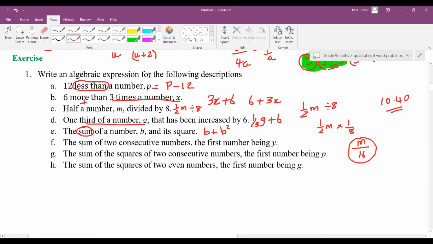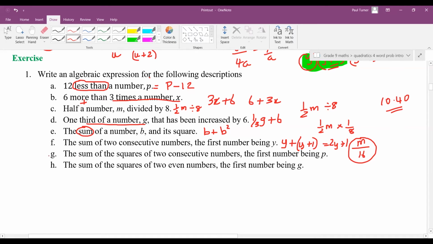So question F, the sum of 2 consecutive numbers, the first number being Y. So the first number is Y. What's the next number? Y plus 1. Okay, it's the next number, which will give you 2Y plus 1 there. So if the first number is 2, the next number would be 2 plus 1, which is 3, okay? So Y plus 1.